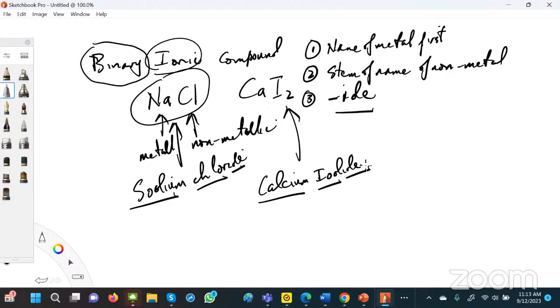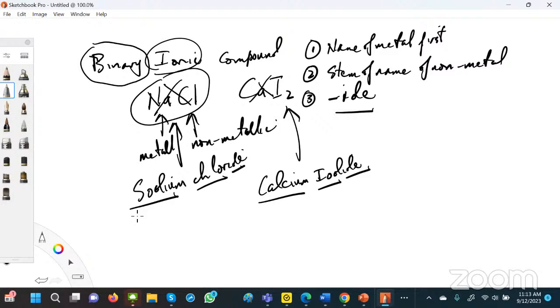Another thing I want to talk about is the fact that you can determine what the formula is based on the name. So let's say you did not know what these formulas were, and you're asked, what's the formula for sodium chloride? Then what you would do is go to the tables that I've posted in Canvas, where I've listed on 3 pages, 3 lists of common ions, common monatomic ions, all right?